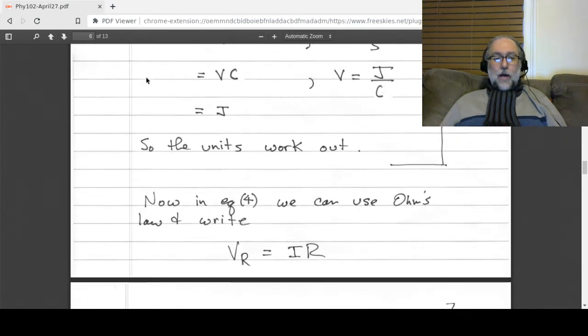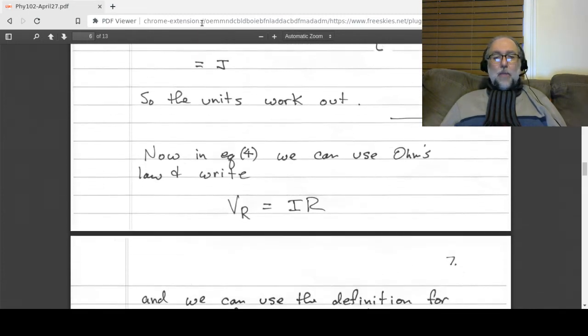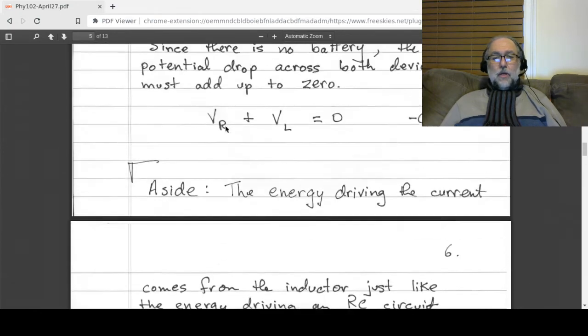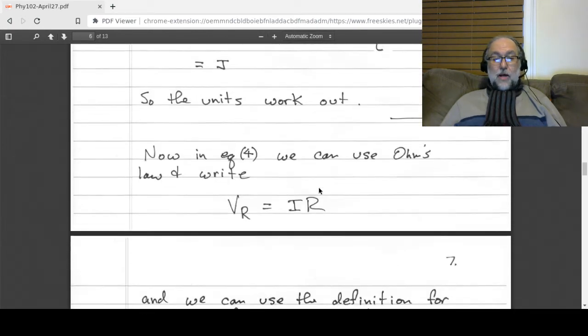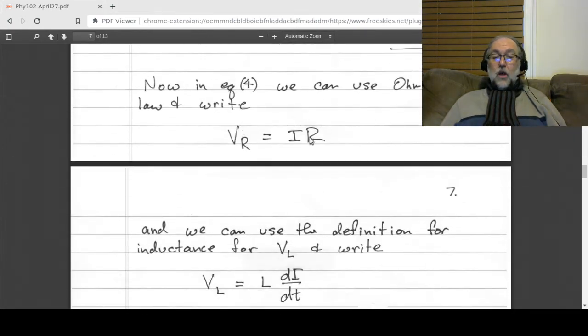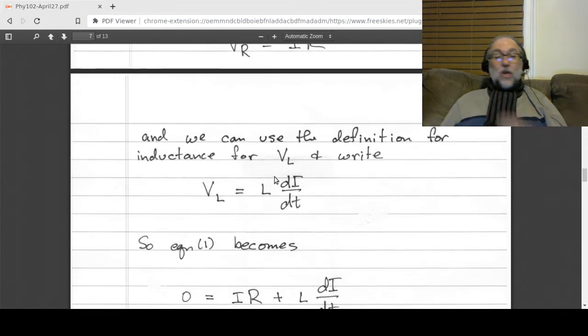All right, so let's go back to equation four. Just to remind you, because I jumped around a bit, what equation four is saying: the potential drop across the resistor plus the potential drop across the inductor has to be equal to zero. The potential drop across the resistor, we just use Ohm's law, it's IR. The potential drop across the inductor, we use the definition of inductance. If you remember how inductance is defined, that's this L here. It's defined by this formula, actually.